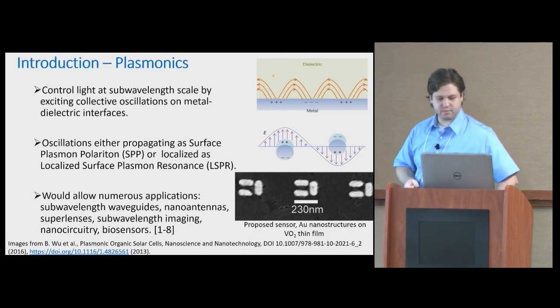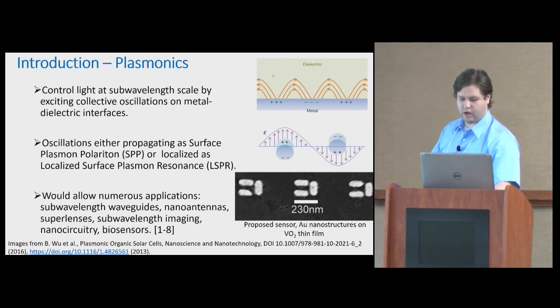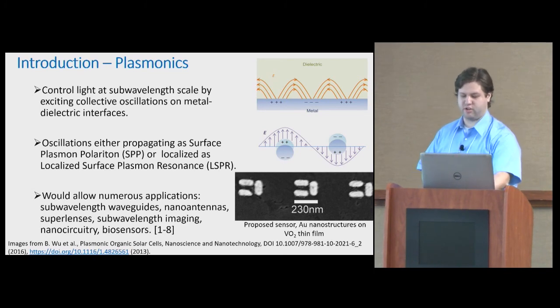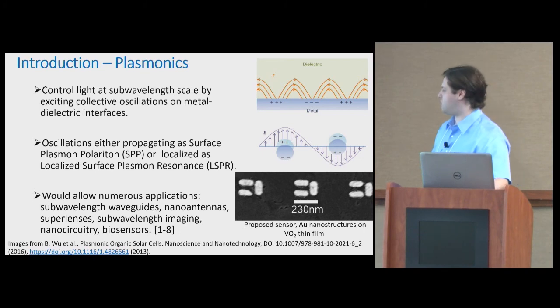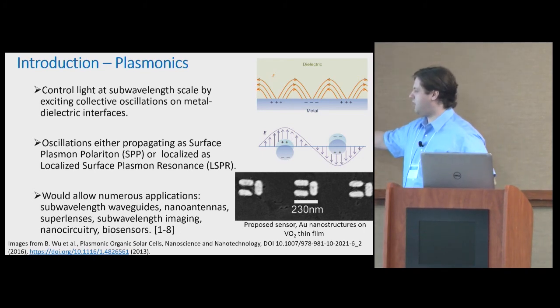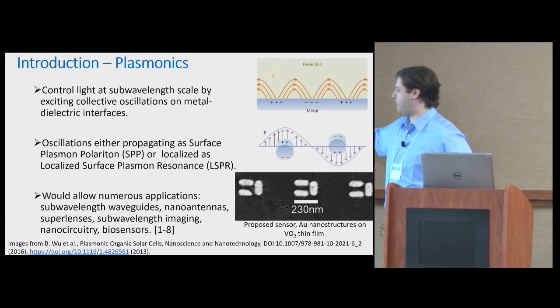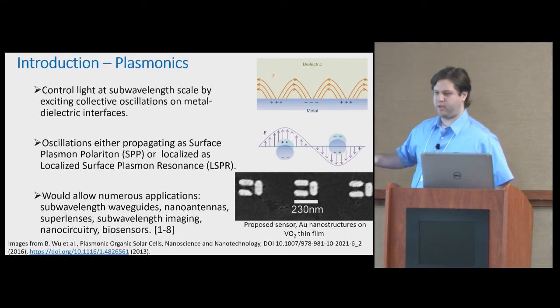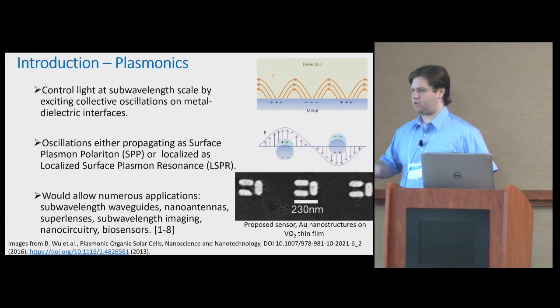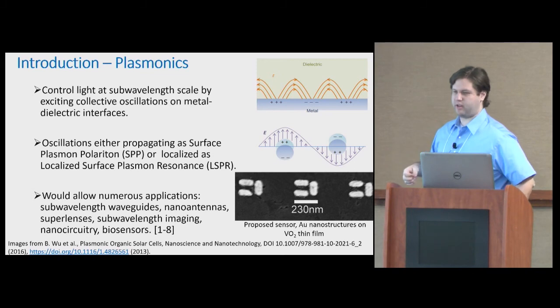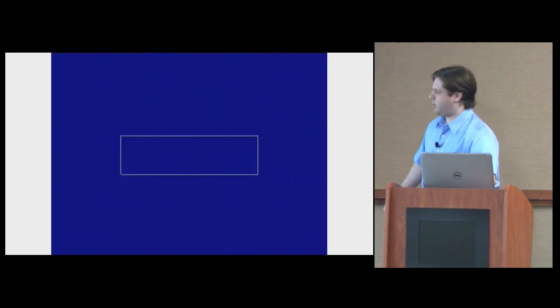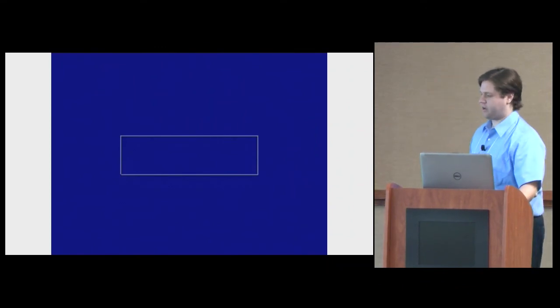of that structure. So plasmonics would allow numerous applications, including sub-wavelength waveguides, nanoantennas, superlenses, sub-wavelength imaging, nanocircuitry, and biosensors. So as an example, here's a proposed biosensor where in white we have a gold nanostructure on top of vanadium dioxide thin film, and by measuring the absorption and transmission of the structure, we can tell what biomolecules are present in the area. So here's a demonstration of what plasmons actually look like.